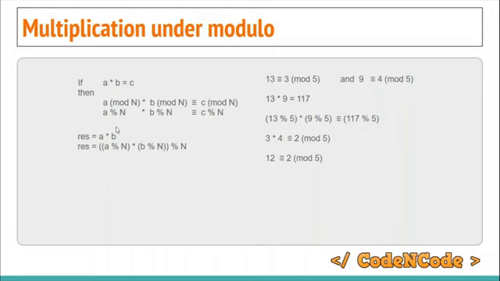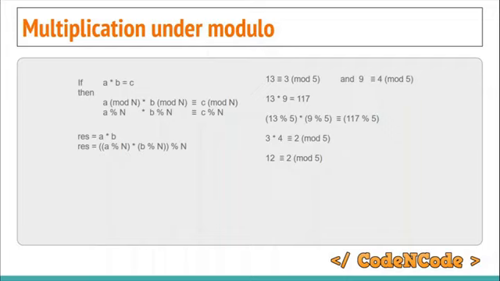If this holds, then calculating the result becomes easy in competitive programming. Suppose you have to calculate a times b modulo some integer n, suppose 10 to the power 9 plus 7 or something like that. Suppose a and b are long int. The range of long int is roughly 10 to the power 19. Suppose a and b are 10 to the power 10 themselves. If you multiply them first and then calculate modulo, 10 to the power 10 multiplied with 10 to the power 10 would result in 10 to the power 20. But 10 to the power 20 is well above the limit of a long integer.